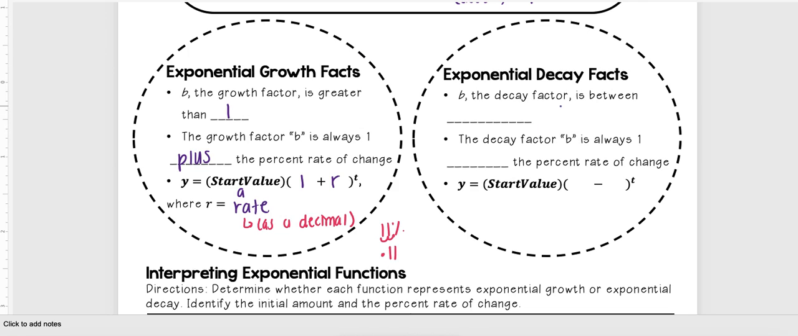Exponential decay facts, on the other hand, my decay factor b is always going to be between 0 and 1. So a fraction or decimal between 0 and 1. The decay factor b is always 1 minus the percent rate of change. So here y is equal to the start value a times 1 minus r raised to the t power.